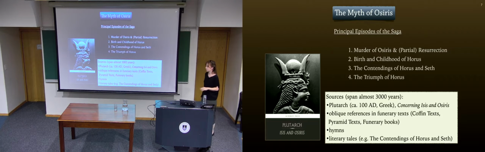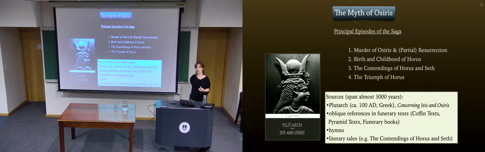I don't want to get into a whole bunch of boring details about sources, but I do think it's important to recognize the problem with our sources for the story, because that then explains some of the contradictions and complexities of the tradition. So the sources we have are scattered, they're disparate, they span over 3,000 years.